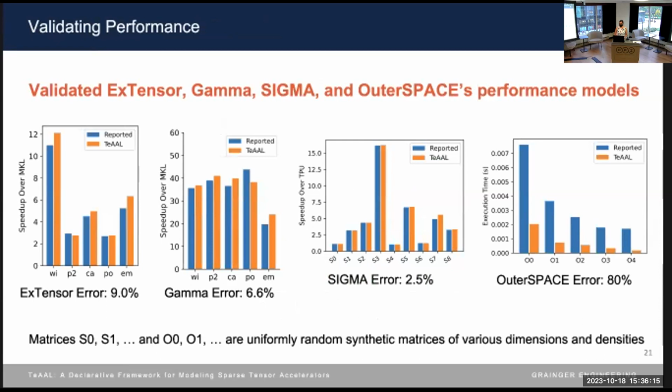As we saw in the previous slide, our average error for outer space's memory traffic was 1.8%. We therefore suspect that this discrepancy comes from an undocumented and therefore unmodeled feature of outer space's PE microarchitecture. We also validated TeAAL's energy model, and the details of this are available in the paper.